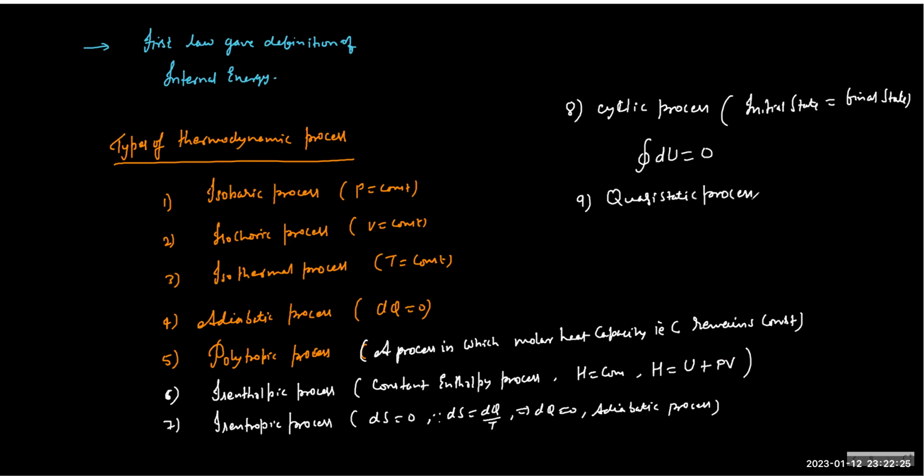So in fact, every process which is thermodynamic is by default a quasi-static process. A process is said to be quasi-static if every change happens in elementary form. For example, if I give you a bucket, let's say you're taking a bath with a bucket and you take the entire bucket and pour it on yourself.